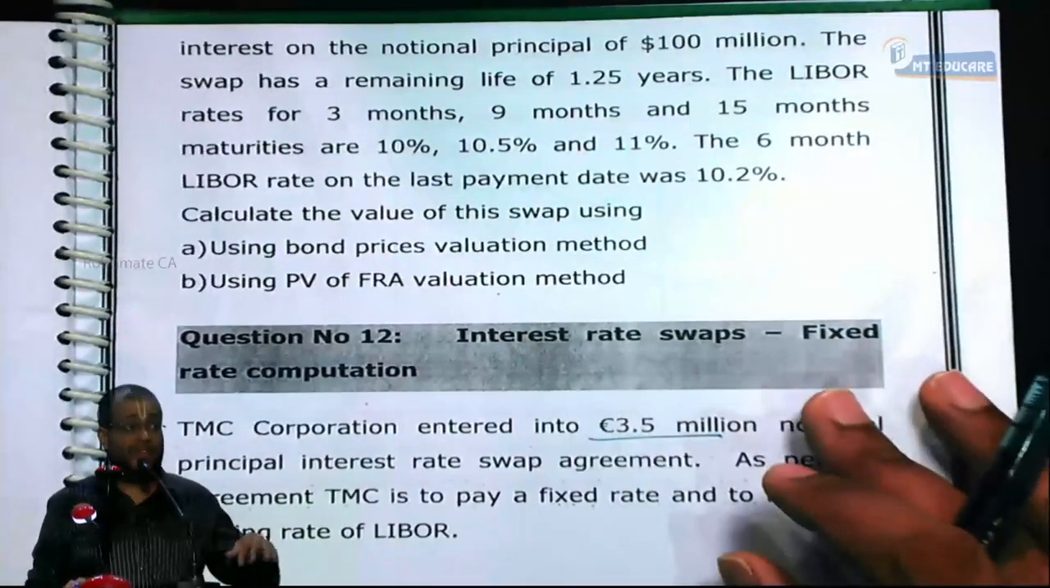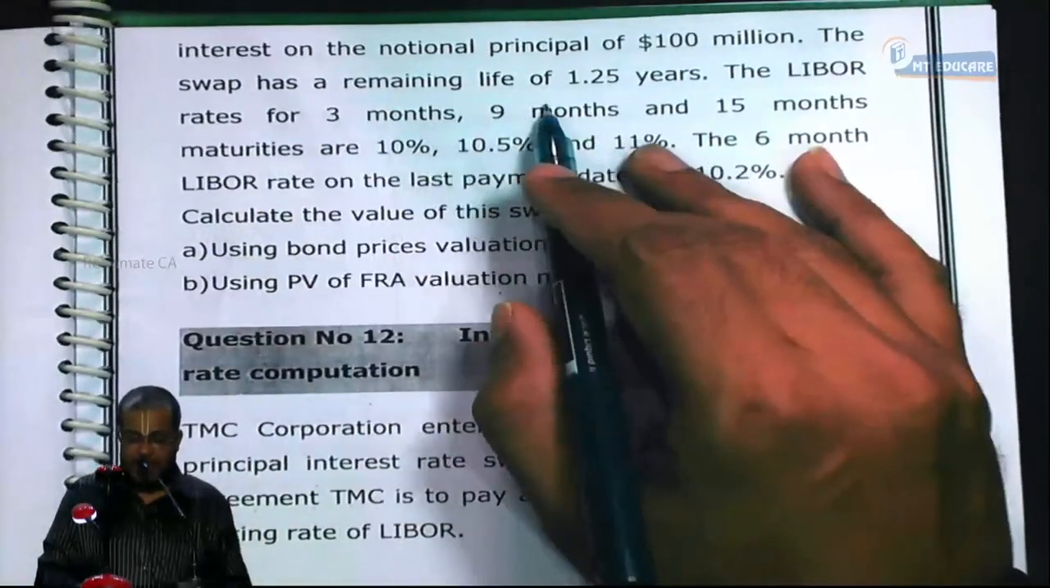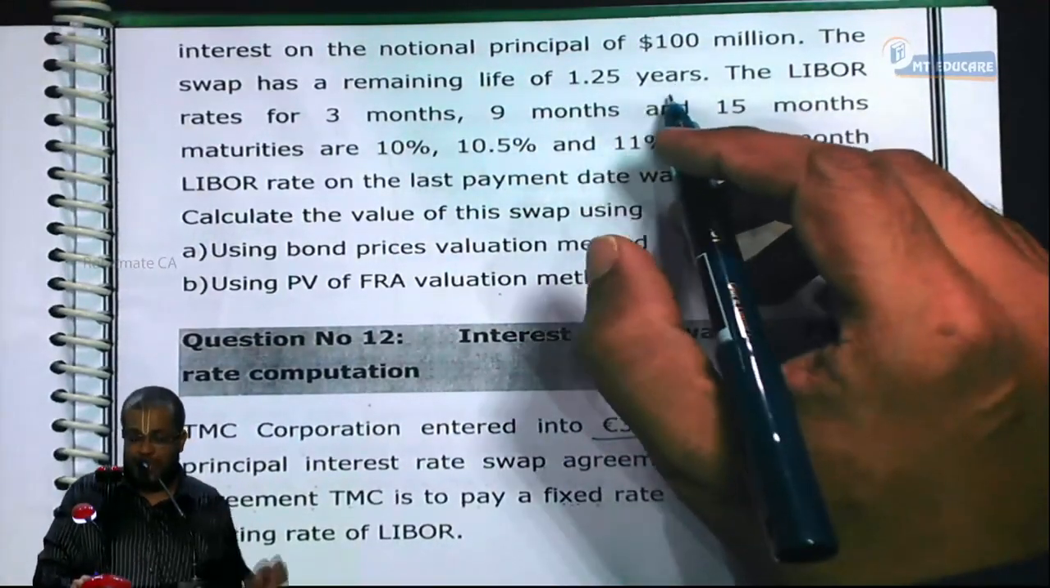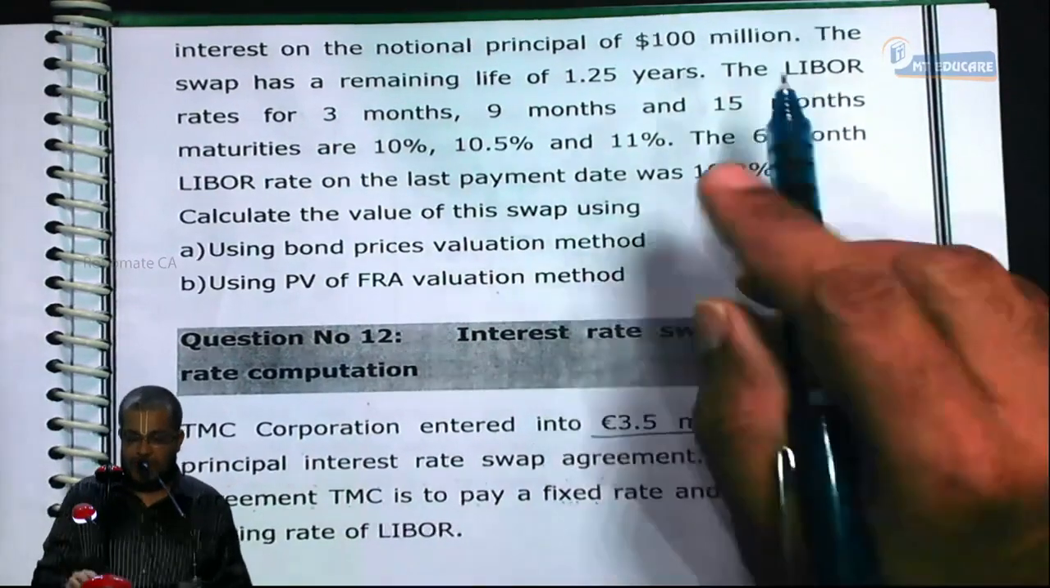But now this is not a swap starting date. Some days are past. The swap has a remaining 1.25 years life. How many years more? 1.25 years life.